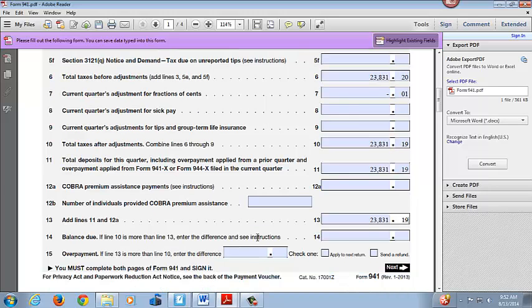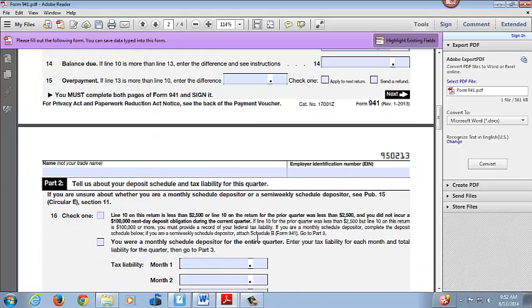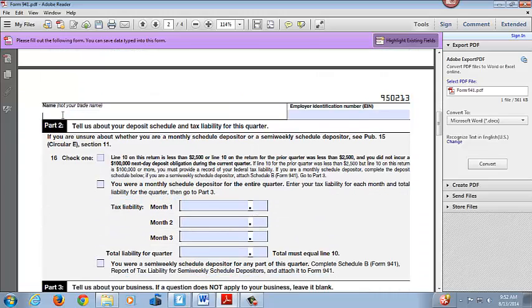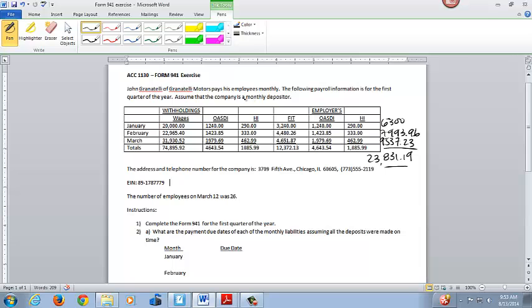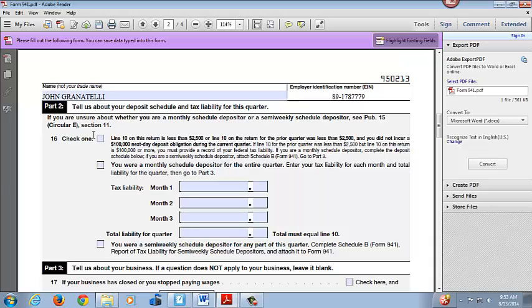Then we go over to part 2. First you put in your name, again John Granatelli, and then the EIN number, which is 89-178-7779. As I said in the problem, the company is a monthly depositor. So we go back to our 941 and notice that in part 2 they want to know what you deposited and what your tax liability was.